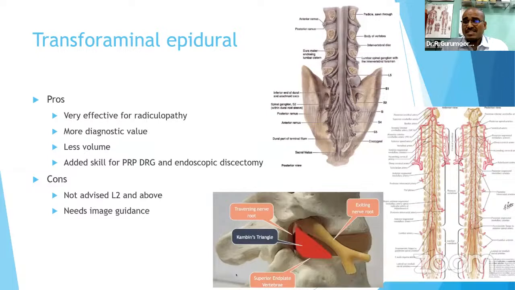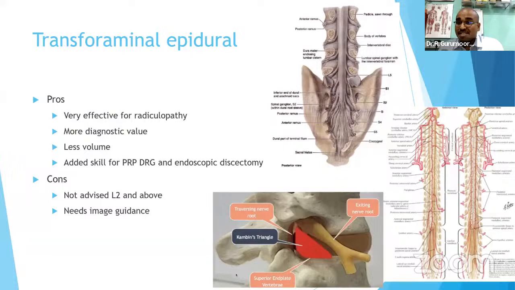Yeah, it's the procedure we usually do for radiculopathy, right? Those patients who have radiculopathy symptoms, it's more diagnostic. The caudal and interlaminar are more therapeutic. We just put steroids and come out. Here, we can do local anesthetic and check whether the patient has the same radiculopathy. For example, if clinically I'm saying it is L4 radiculopathy, if I put local around L4, the patient should have pain relief. This is the most confirmatory test for pain symptoms.